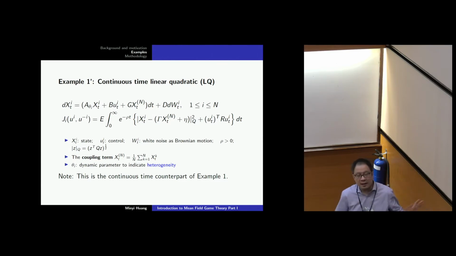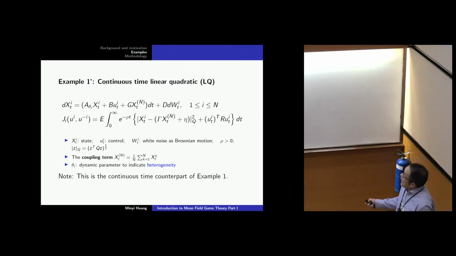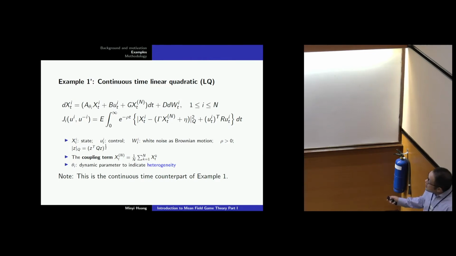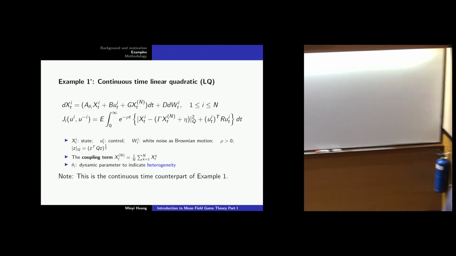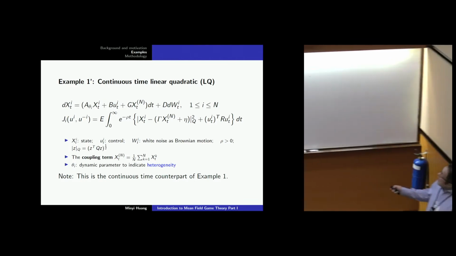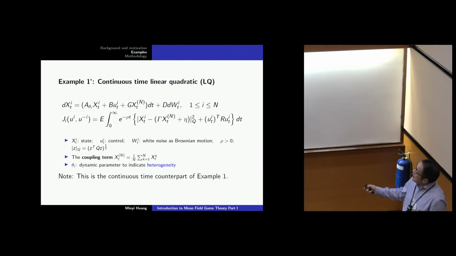Now we switch to continuous time. So this is essentially a continuous time counterpart of the previous example. The difference is we replace the previous difference equation by a stochastic differential equation. So here Wt is white noise, and in the continuous time case is given as a Brownian motion. For the other parts, we still have the linear structure here.